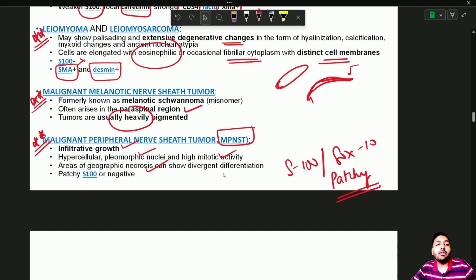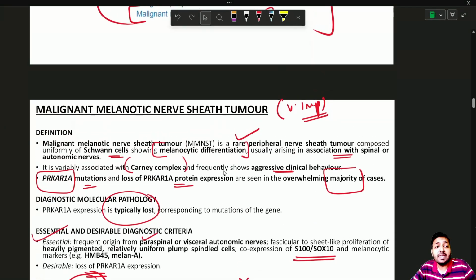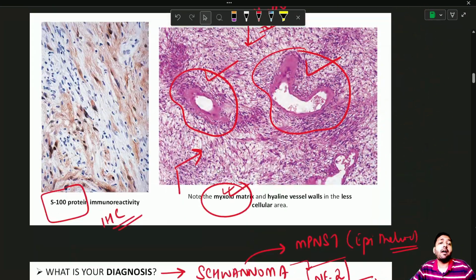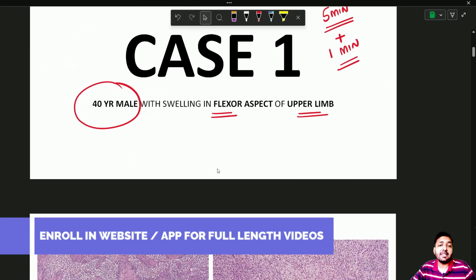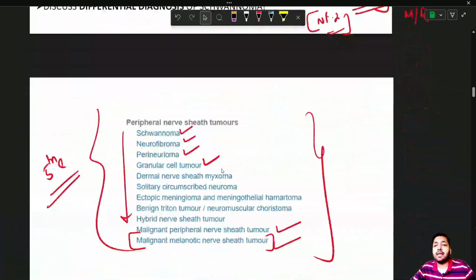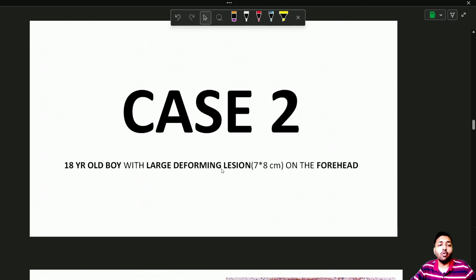So this is how your viva is going to go in the exam. Okay, so I hope you have taken a lot of information from this particular case number 1. Now we will discuss the second important case, that is case number 2. There is an 18-year-old boy with a large deformity.